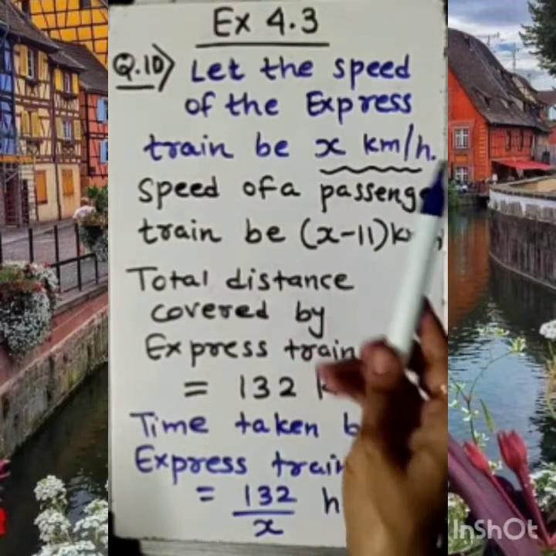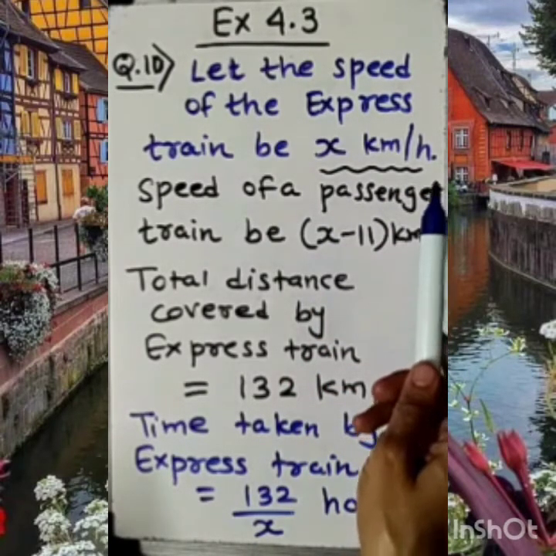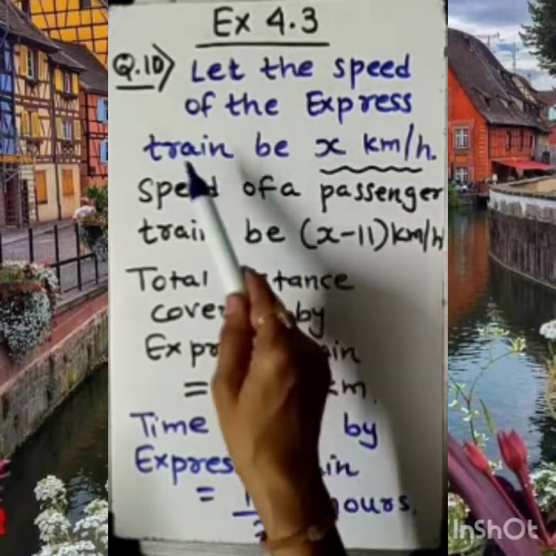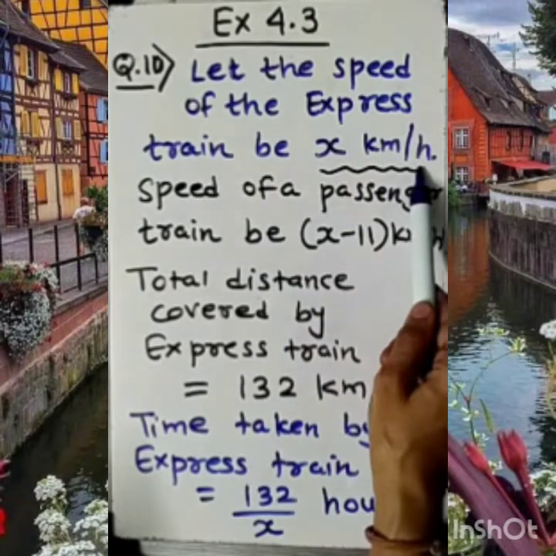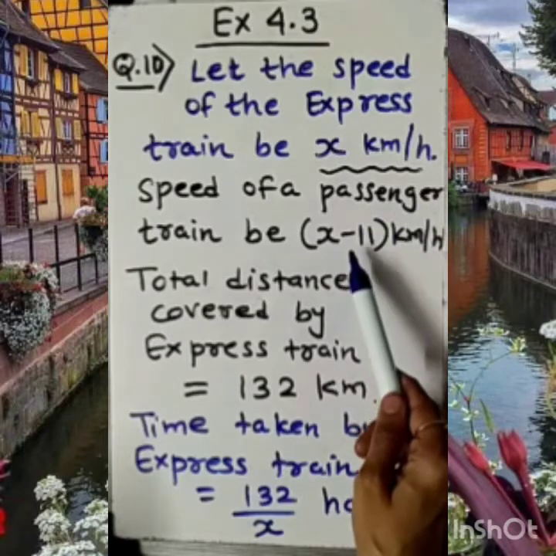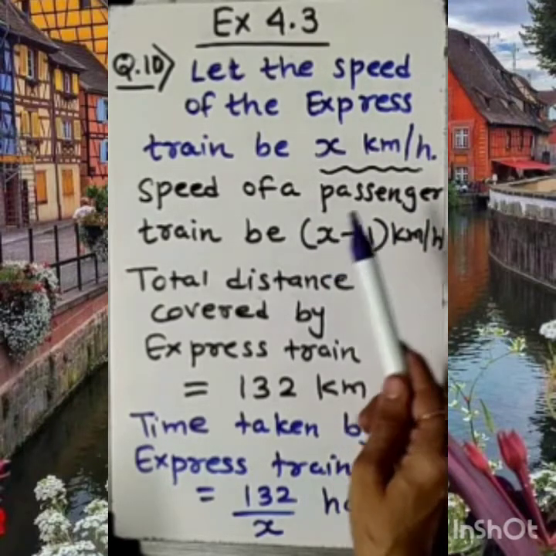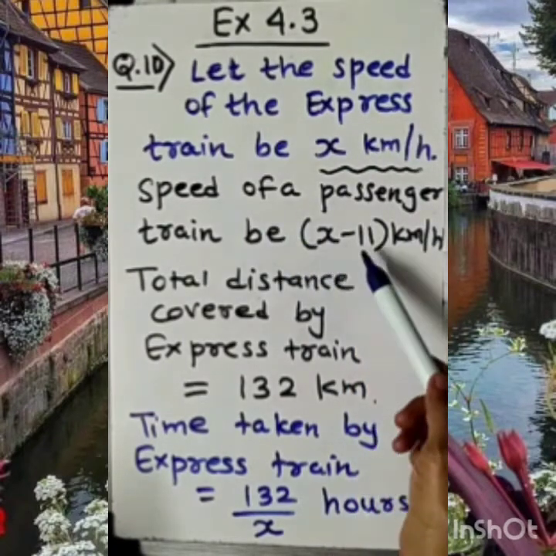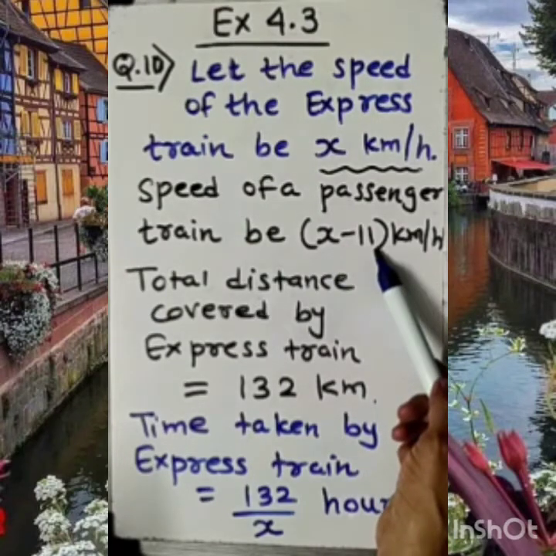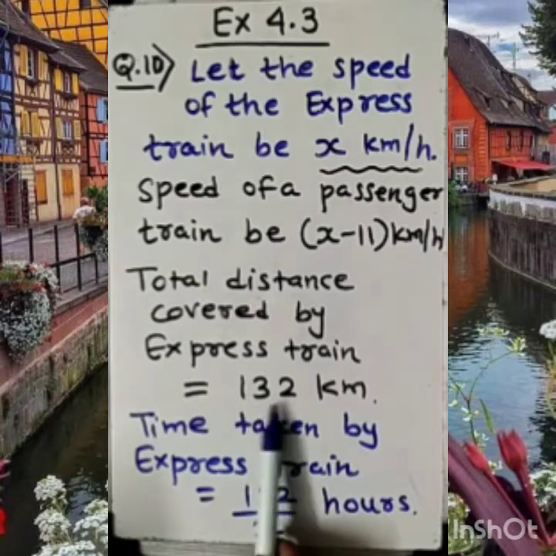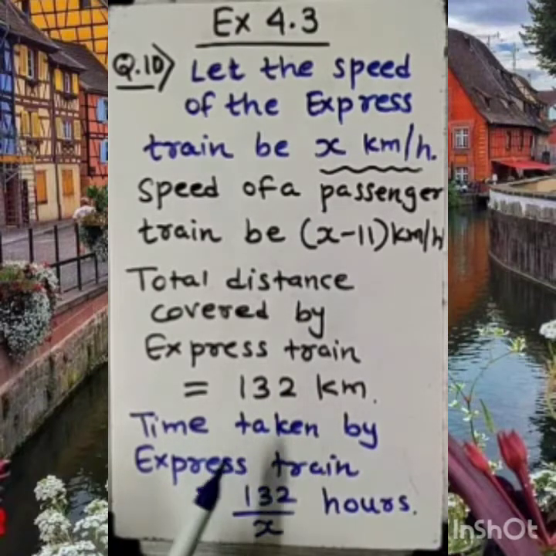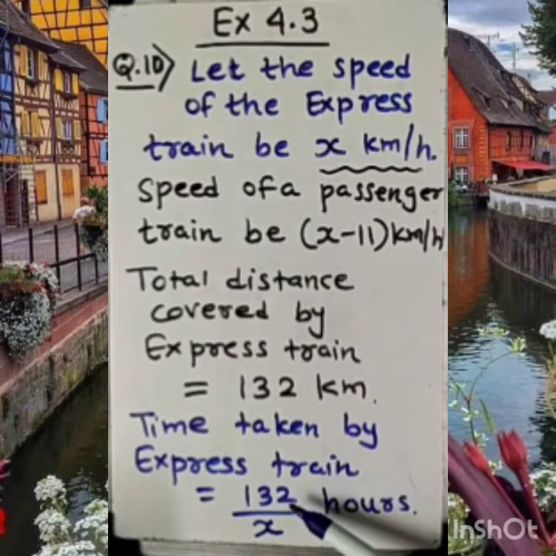Once again, I am explaining. According to the question, two types of train are there. One of them is the express train, another is the passenger train. We are considering the speed of the express train as x kilometer per hour. Of course, the passenger train is slower. In the question we are given that the express train's speed is 11 kilometer more than the passenger train, so the passenger train's speed will be less than the express train's. Now the total distance covered by this express train is 132 kilometers. This distance remains constant. Now we need to find the time taken by the express train. It will be distance upon speed, so 132 divided by x.